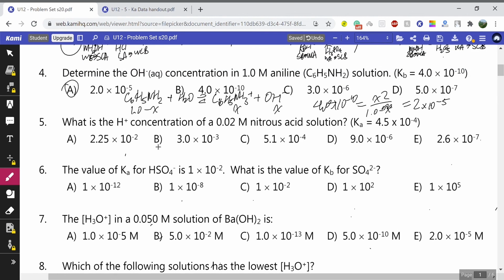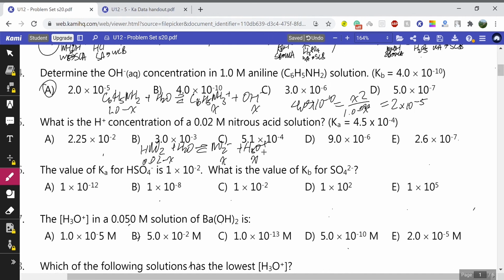Now number 5, just like number 4, except this time we can find the H plus concentration. So we can do nitrous acid, which is HNO2 plus H2O, forms equilibrium with, this donates a proton, so NO2 minus plus H3O plus. Now H3O plus is the H plus concentration. They're practically the same thing. Now we have 0.02 minus x, and x. If you're wondering why this is shortened to just this, it's supposed to be a whole RICE chart, but I didn't have enough room, so I just wrote the concentrations at equilibrium.